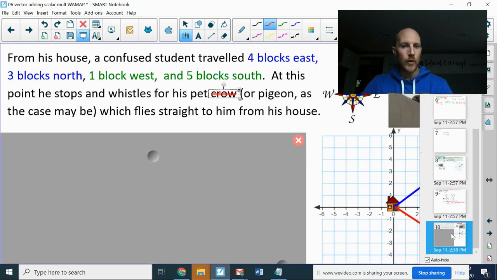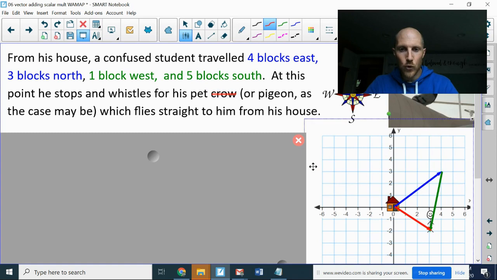So let's finish up with this. Let's go back to that story about the confused student and the pet pigeon. What if I redraw that same story, but with a different drawing? If the student does the exact same movement, 4 blocks east, 3 blocks north, 1 block west, and 5 blocks south, if I combine these two that are given in blue text, the 4 blocks east and 3 blocks north, to a diagonal movement, here's my student.